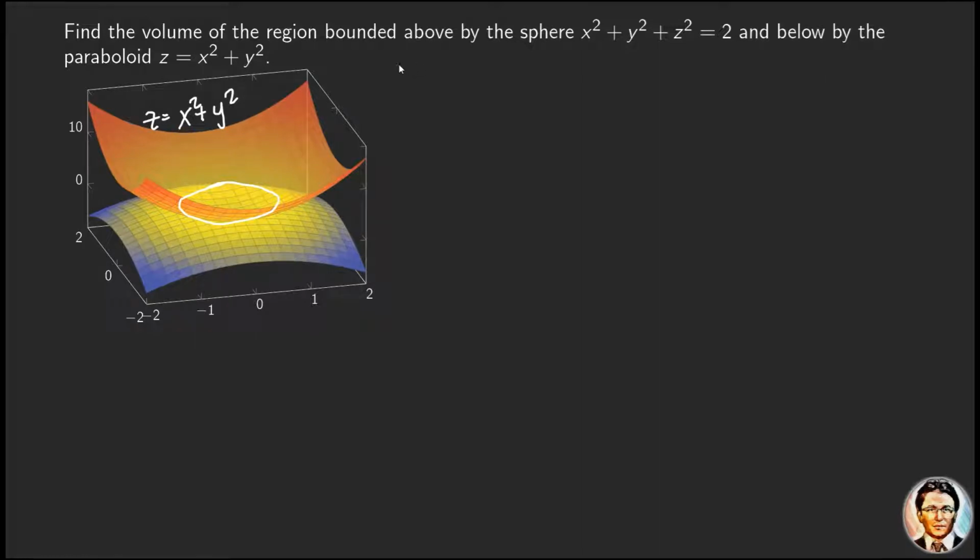If we find a common solution, the intersection, it will give us the region of integration for the volume. For the common solution, I will replace x squared plus y squared with z in the first equation. So it will be z plus z squared is equal to 2. Just replace x squared plus y squared with z from the paraboloid equation.